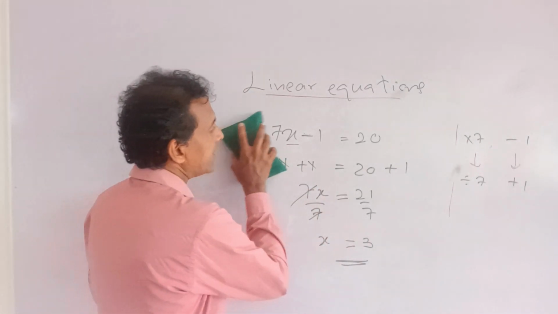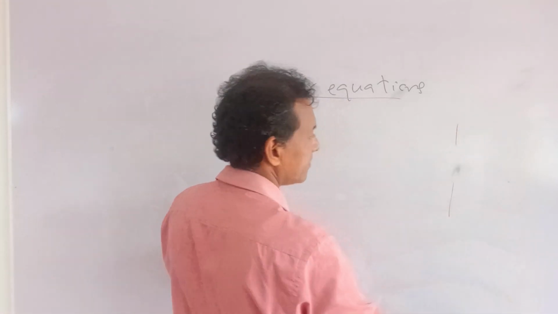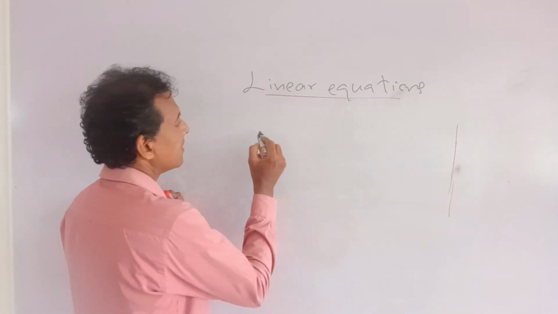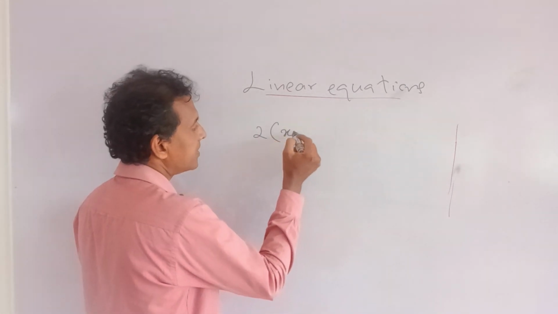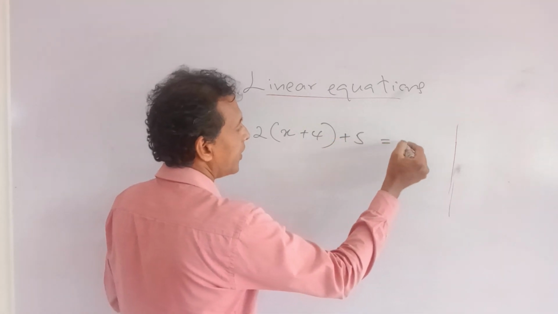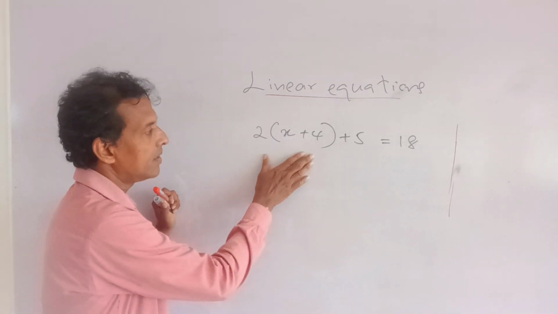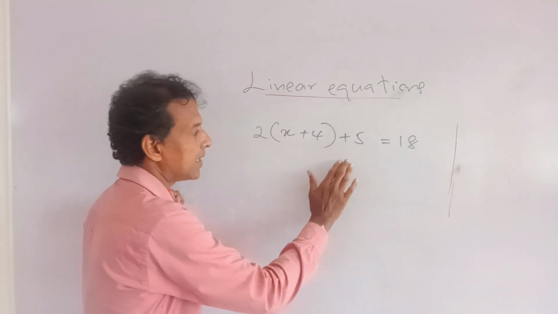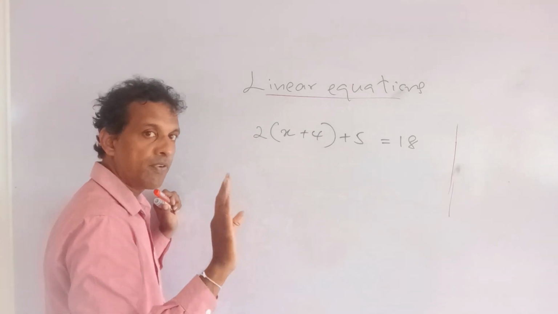Now let's see, if we have a bracket like this. 2 times (x plus 4) plus 5 equals 18. Now see, don't get scared or worry about this. Compared to the previous one, you may see it as a little bit complicated. Don't worry. Follow the same method.